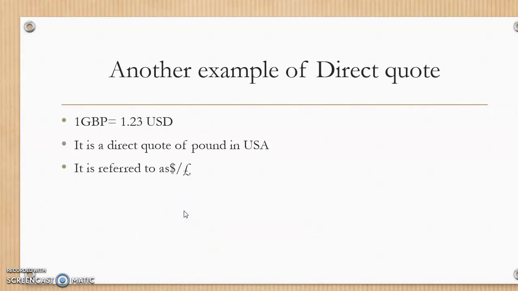Similarly, I have taken another example. 1 Great Britain pound is equal to 1.23 USD, which is also a direct quote of pound in the USA, where I can say that 1 unit of pound, a foreign currency, is quoted in terms of some unit of domestic currency. Here in this case, we have USD. It is also called dollar over pound quote. So this way we can have many such quotes.